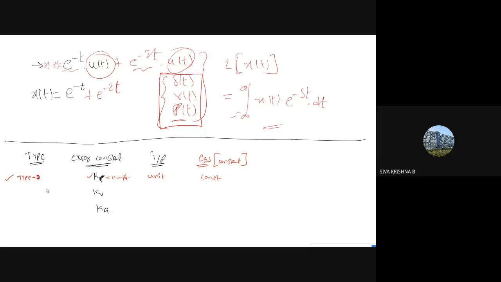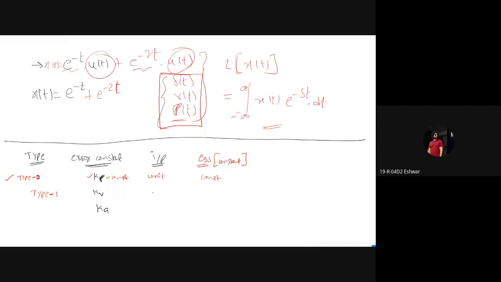Same here also. For which type and which input you will get the constant ESS and constant velocity error? What is the type of this system? First of all, velocity error. Type 1. Wait a minute now. Yeah, what is the type? 1, that means Kv. What is the input here we have to apply?